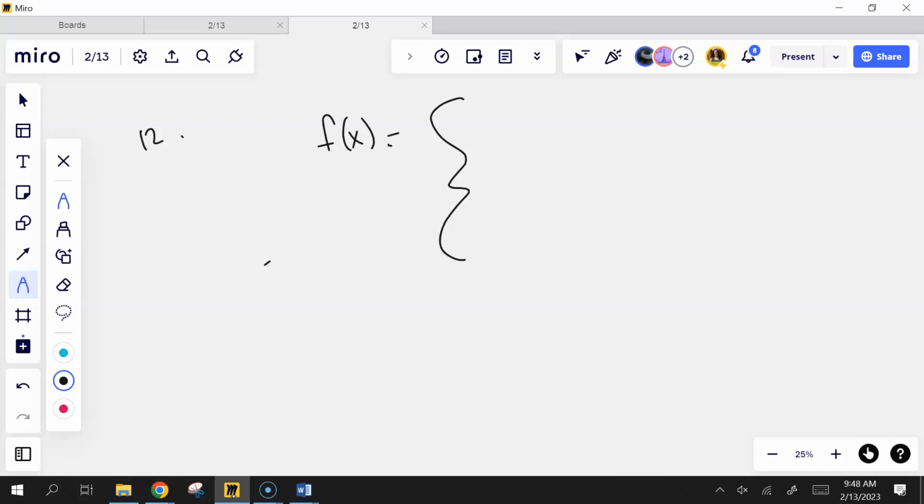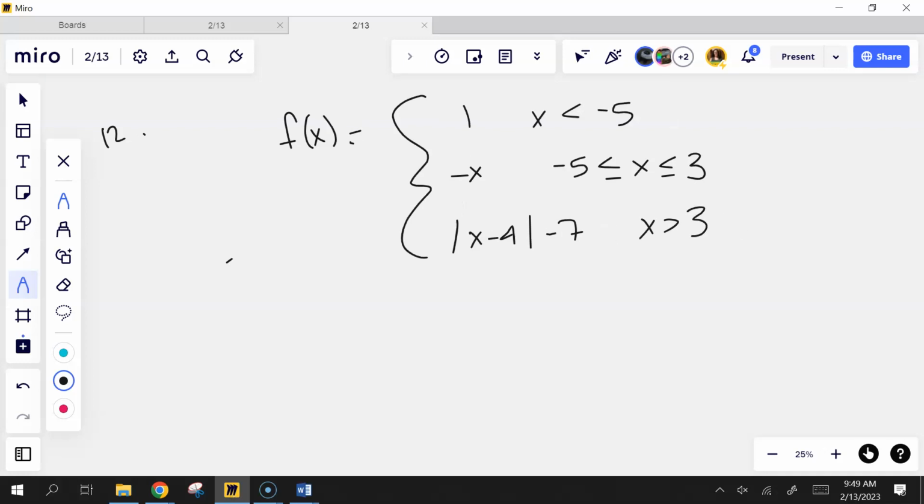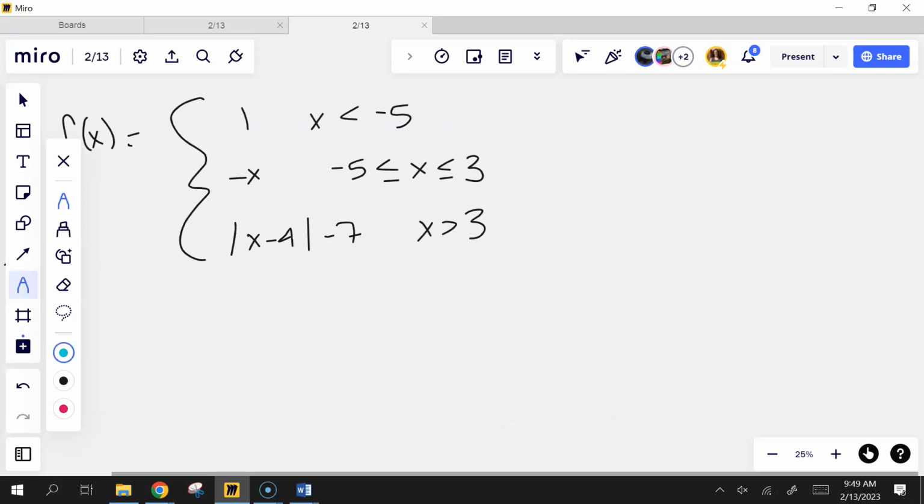All right, here we go. Number 12. Follow along on your homework. All right, let's do the first two. Should be fairly easy for you, right? That's what we've been doing.